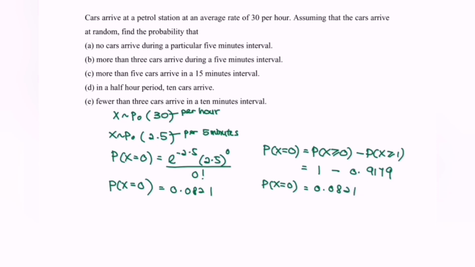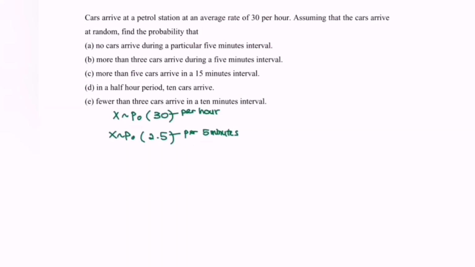Next, we refer to B. More than 3 cars arrive during a 5-minute interval. So we still have the same title as the question. The probability that X is more than 3. More than 3 cars means that we have greater than 3. Since this is a Poisson distribution and it is discrete, what we have to do is to modify the question, so the probability that X must be greater than or equal to 4. By referring to the table, we have the answer 0.2424 for the probability that X is greater than 3.